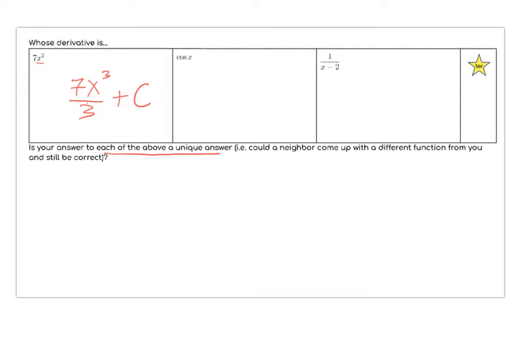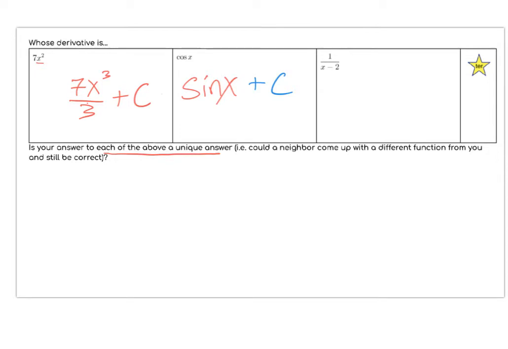Same thing for cosine of x. This one's a little bit straightforward. What has a derivative that's equal to cosine? Well, I know sine of x has a derivative that's equal to cosine. And the same type of thing, we could have this as plus 7. We'd get cosine anyway. So we tend to write this as plus c.